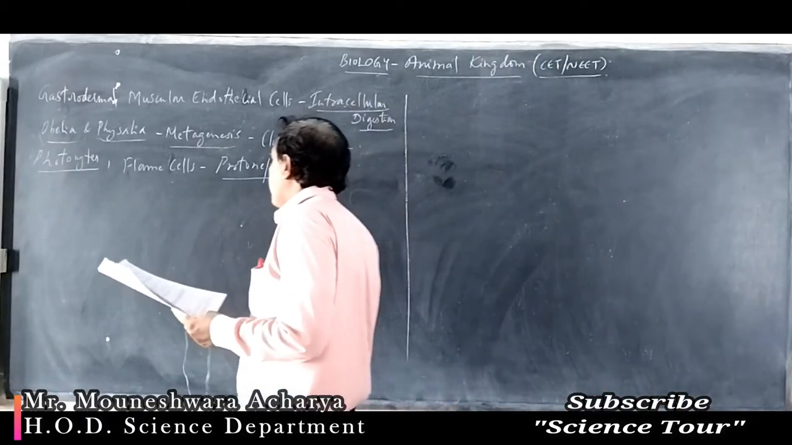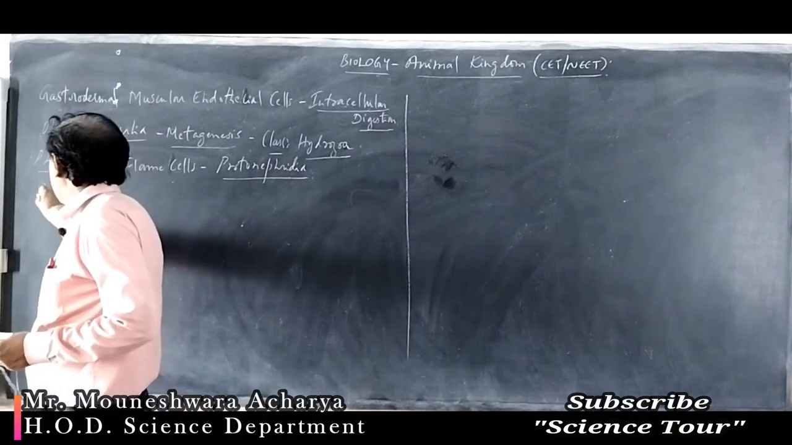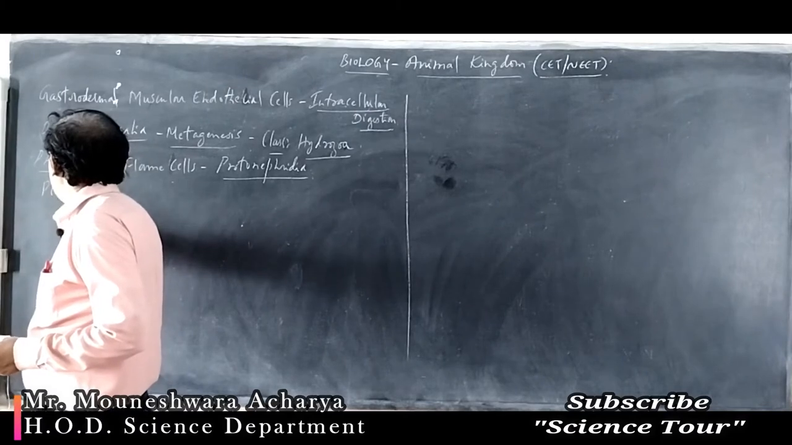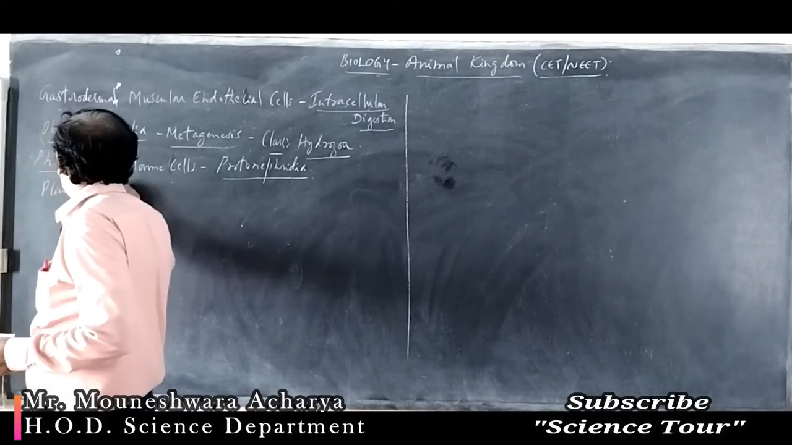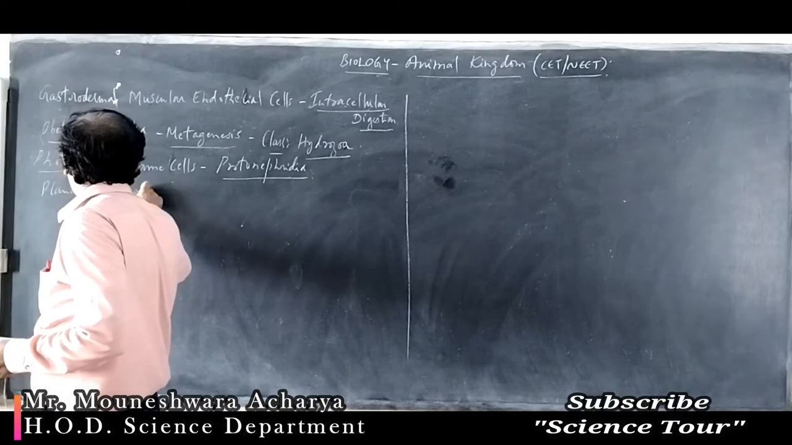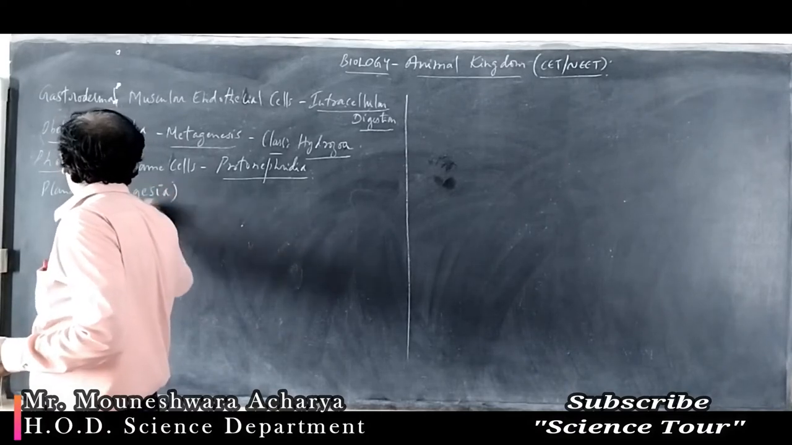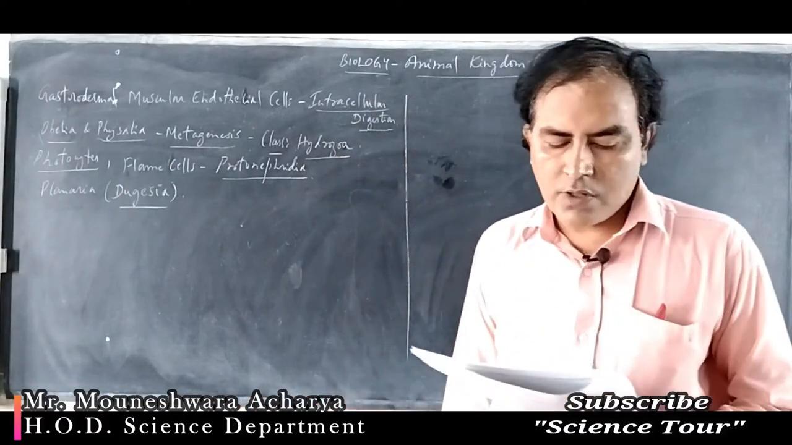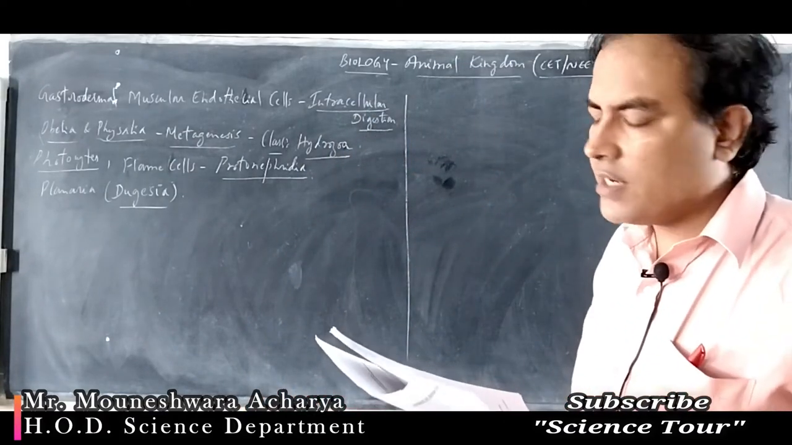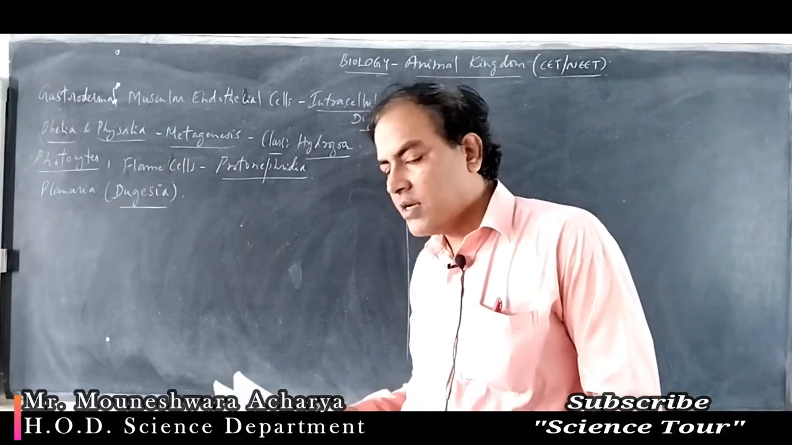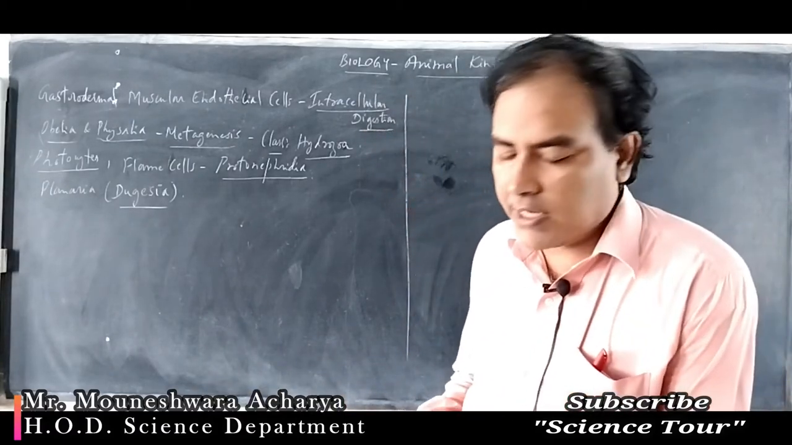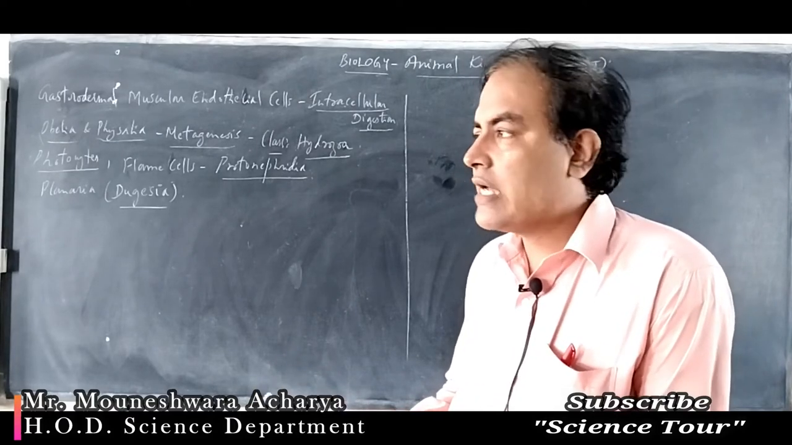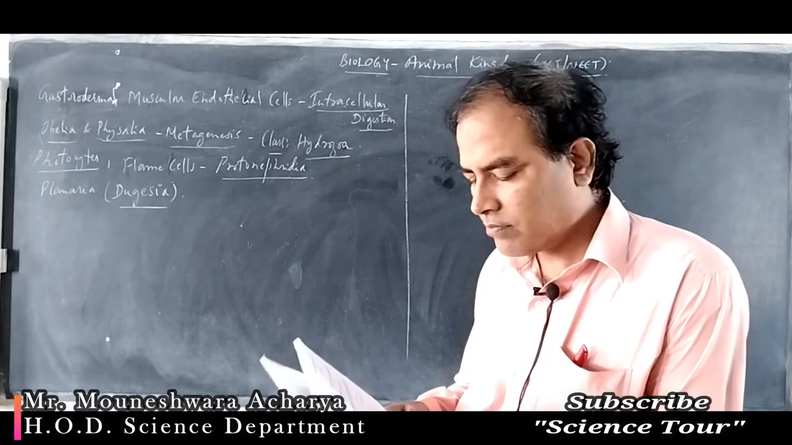So what is the scientific name of this Planaria? Another scientific name is Dugesia. Note down. Okay, Aurelia is a jellyfish, belongs to Cnidaria. Pheretima is the earthworm, belongs to Annelida. Then Bombyx is the silk moth, belongs to class Insecta, phylum Arthropoda.